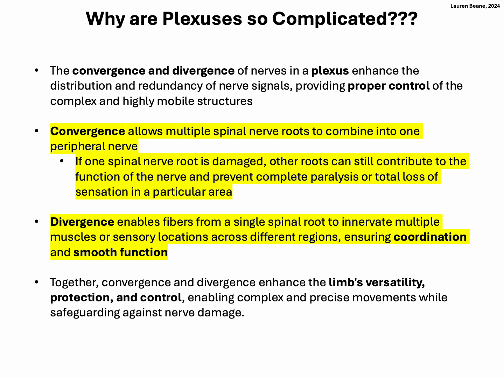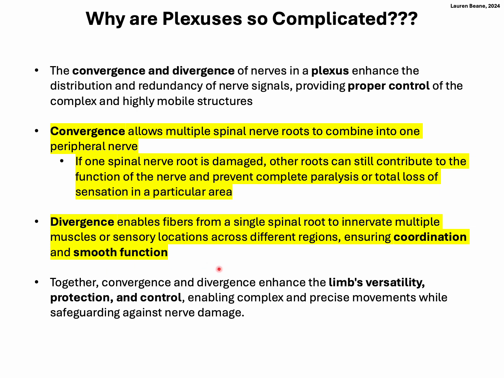So again, we want to think about, why are these plexuses so complicated? Why is there so much convergence and divergence? Well, the convergence allows multiple spinal nerve roots to combine into one peripheral nerve, and this is a protective function. So, if one spinal nerve root is damaged, the other roots are still going to be able to contribute to the function of the nerve. And this really prevents complete paralysis or total loss of either sensation or motor function in a particular area.